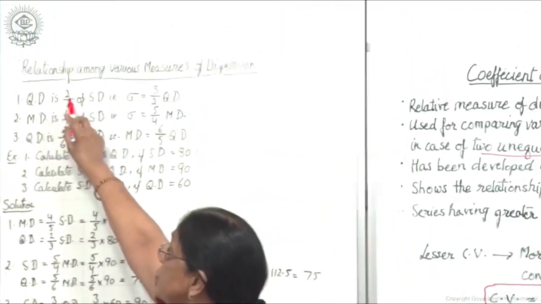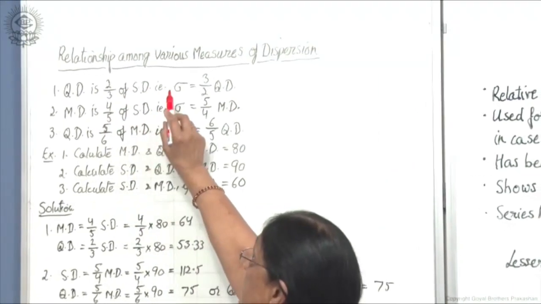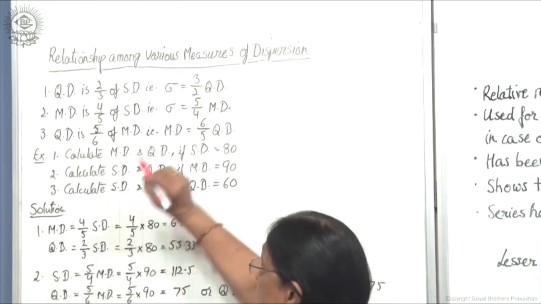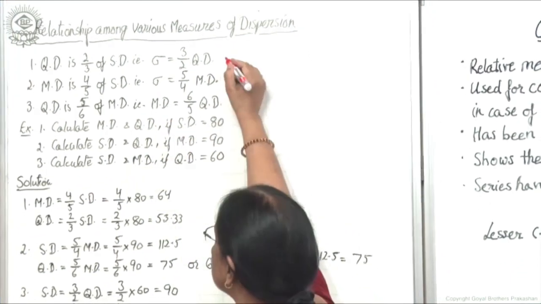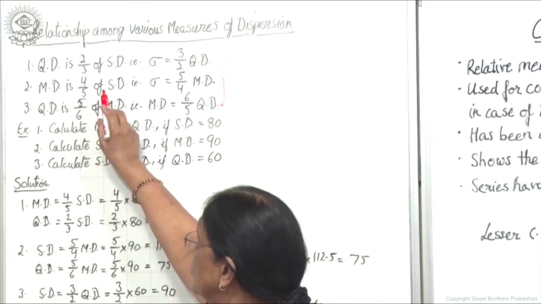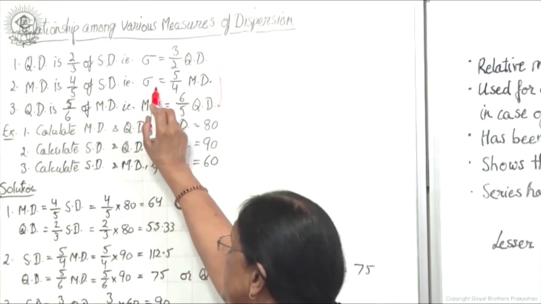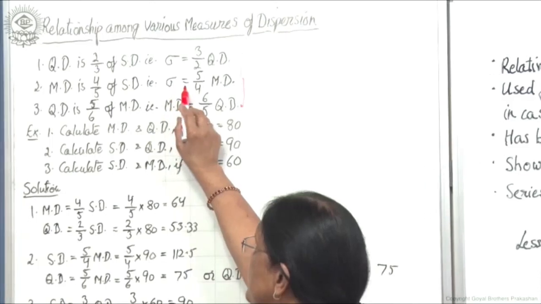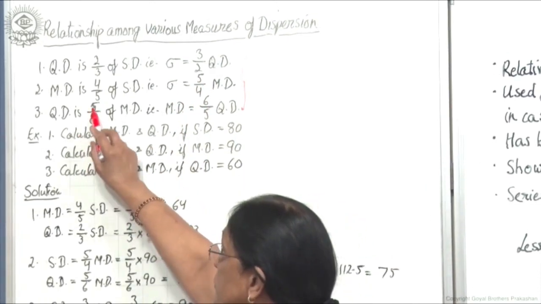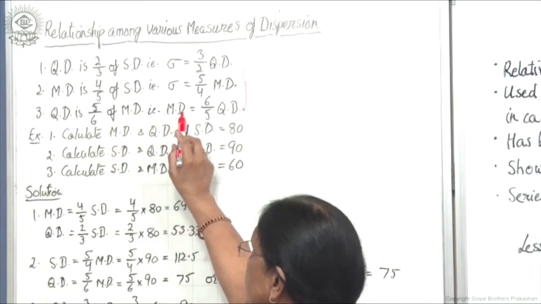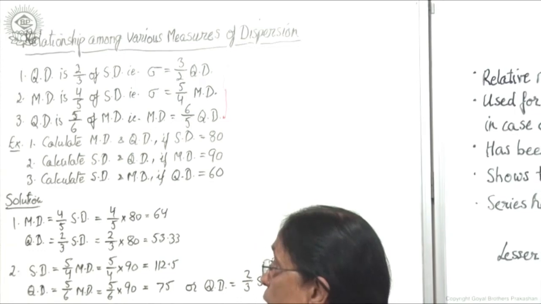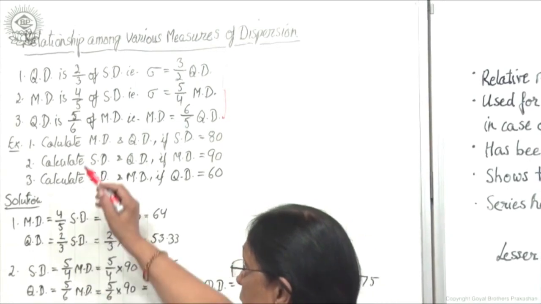First, QD is 2/3 of SD. That is, SD is equal to 3 upon 2 of QD. You have to learn this, this whole thing. MD is equal to 4 upon 5 of SD. That is, SD, the standard deviation, is equal to 5 upon 4 MD. QD is 5 upon 6 of MD, that is, MD is equal to 6 upon 5 QD. Now let us take the example.